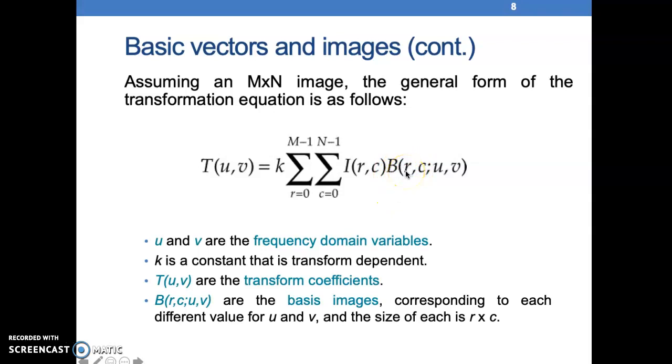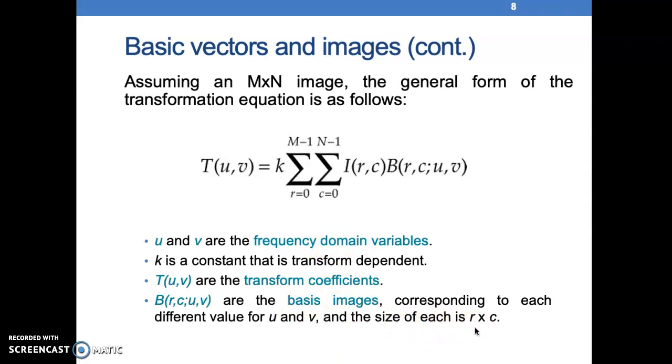So (u,v) are the frequency domain variables, where u is the row index and v is the column index. T(u,v) is the transform coefficient, so at the end you will get a transform coefficient. And b(r,c,u,v) are the basis images corresponding to each different value of u and v, and the size of each is R by C.